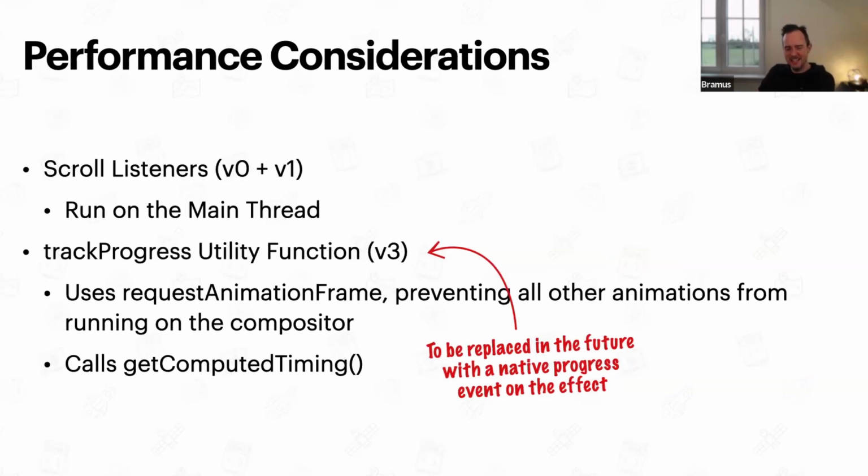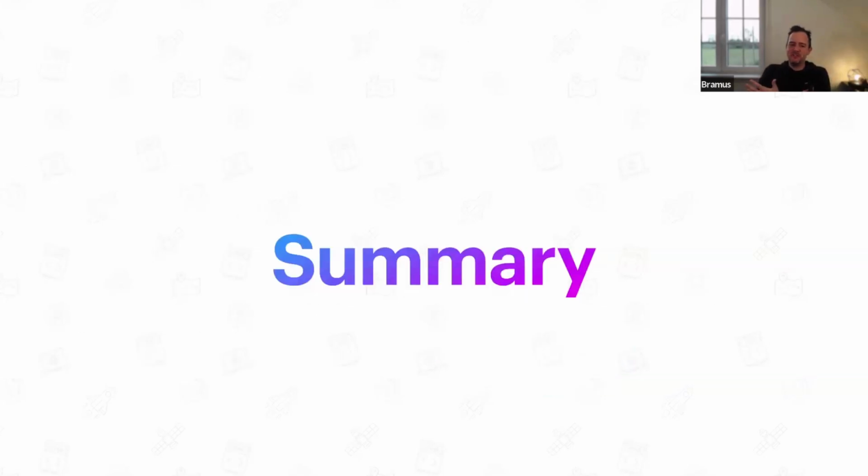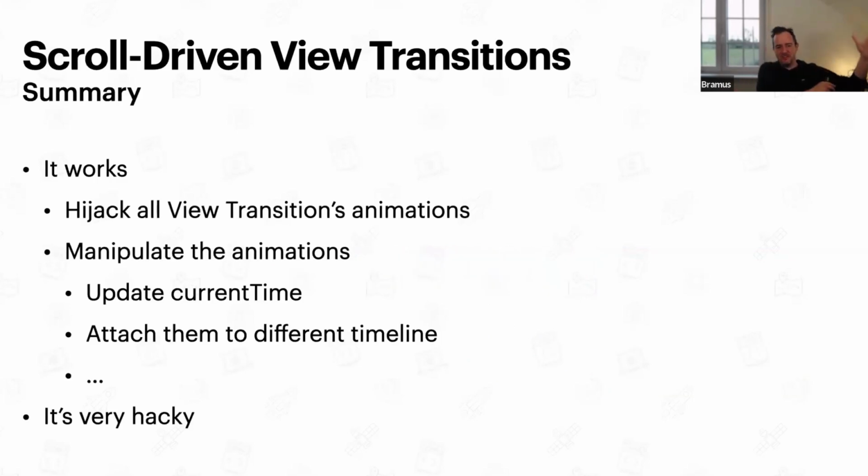So yeah, in summary, scroll-driven view transitions. You have scroll-driven animations, cool, they work. You have view transitions, cool, they work, they're amazing. What if you combine them? Yes, you can combine them. You hijack all the view transition animations. You manipulate the animations, either by pausing them or adding them to a different timeline, and then you update the current time somehow. And also, this is very hacky. Maybe we shouldn't be doing this right now.